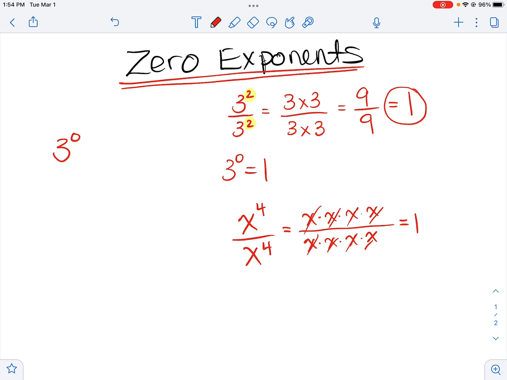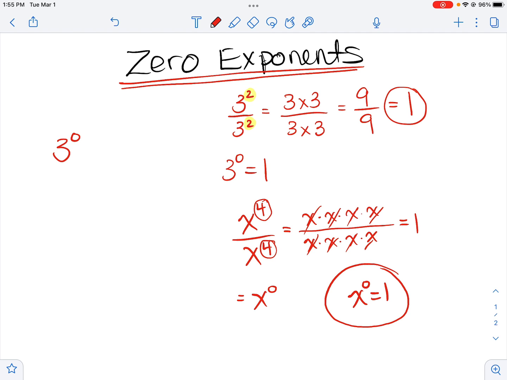And then we already showed using exponent laws, if we subtracted our exponents, so 4 minus 4, we would get 0. So we just proved that anything to the power of 0 is going to equal 1. It doesn't matter what number it is. Since I just used x, it could be any number. So anything to the power of 0 will always equal 1.